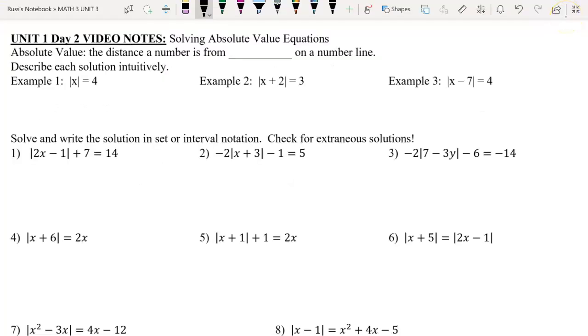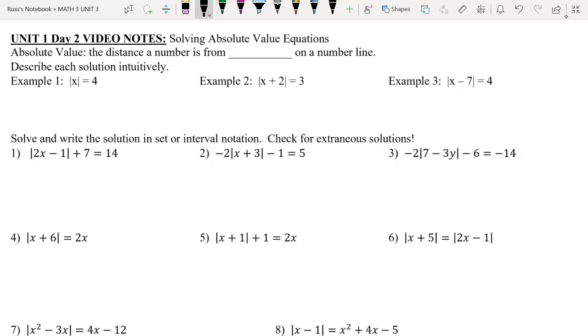All right, so here we go. I know we just did something with absolute value, but I wanted to go over just a few more things and show you some examples so you can look at them. This will help guide you as you work on more of these problems, okay?